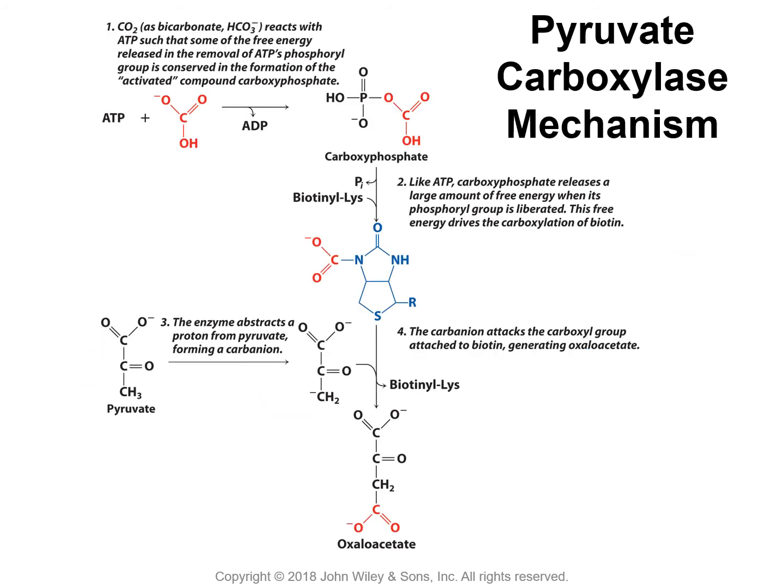Now, how does this mechanism actually work? CO2, as bicarbonate, reacts with ATP, and some of the free energy is released in the removal of the ATP phosphoryl group. When it's conserved, it activates the bicarbonate. Then, like ATP, that carboxyphosphate releases a larger amount of free energy when its phosphoryl group is liberated. This free energy drives the carboxylation of biotin. And when that happens, the enzyme abstracts a proton from pyruvate, and it forms that carbanion. And when it does that, it attacks the carbonyl group and generates oxaloacetate. So that is what happens.